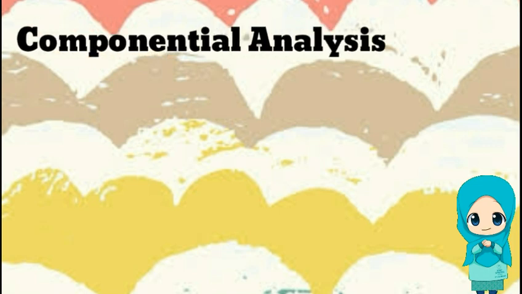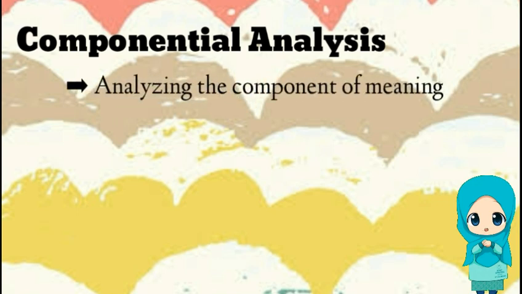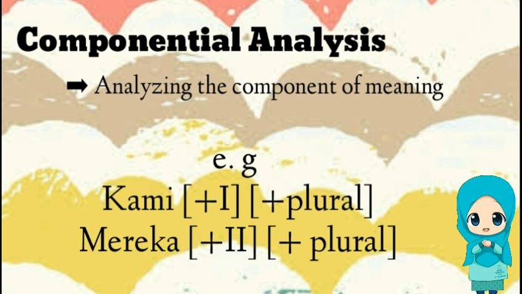Okay, next is componential analysis. Componential analysis is analyzing the components of meaning. For example, the Indonesian word kami is plus one and plus plural. It means that kami is first person and plural. Plural means more than one person. And the second example is mereka. Mereka is plus two and plus plural. It means that mereka is second person and plural.